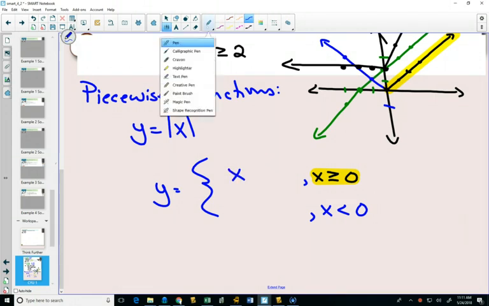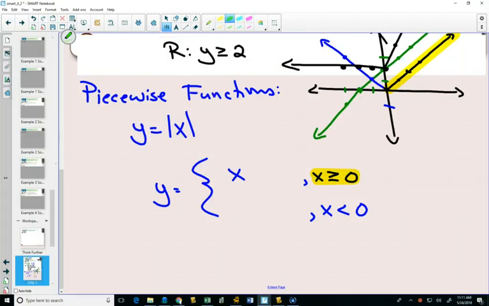And this one, which I'm going to highlight in green, this part of the graph, what's the equation of that line? It just is a negative x. Still has a y-intercept of 0. And so this is how you would write an absolute value equation as a piecewise equation.